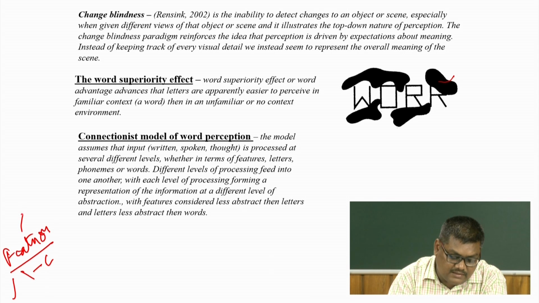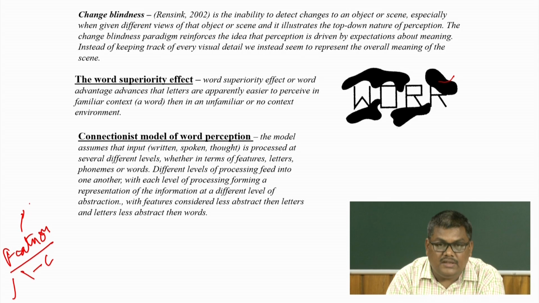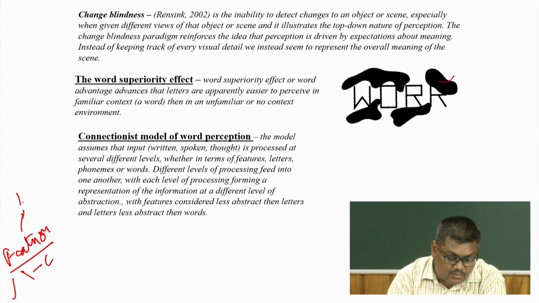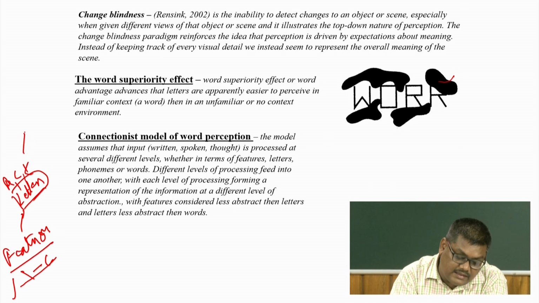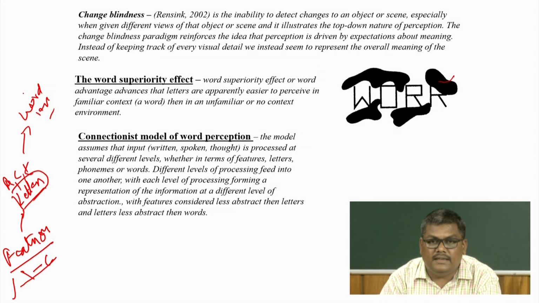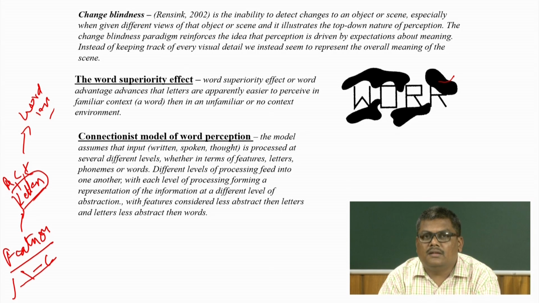From the feature level, it goes to the level of letters. Here, these features are combined together to form individual letters, for example A, C, K, and so forth. And at a higher level, there is a word level where the actual word is presented. So, this kind of perception really takes place. Now, what is the reason, or what is the meaning of all this?